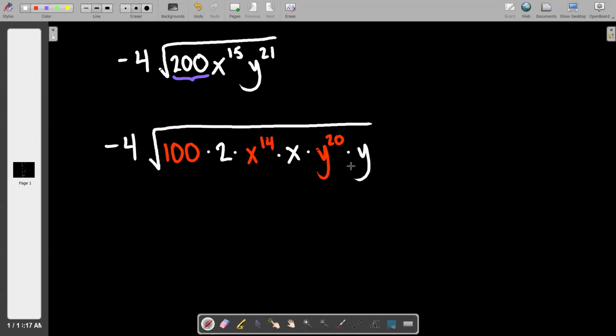So now I've got good guys, bad guys, in my case color-coded, in your case maybe circled or something to identify. It's really important that you identify the good guys because now they're all going to break out of jail. So here we go. When 100 jailbreaks, what does he become? What about the x? X to the 7th. And what about the y? Y to the 10th.